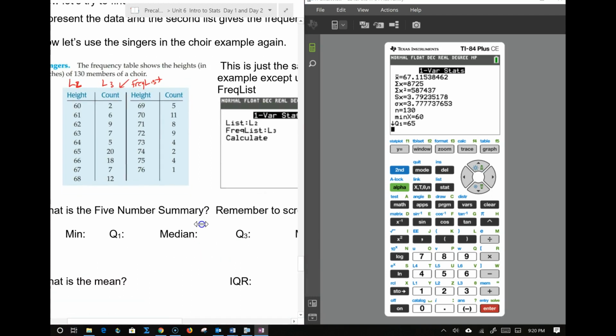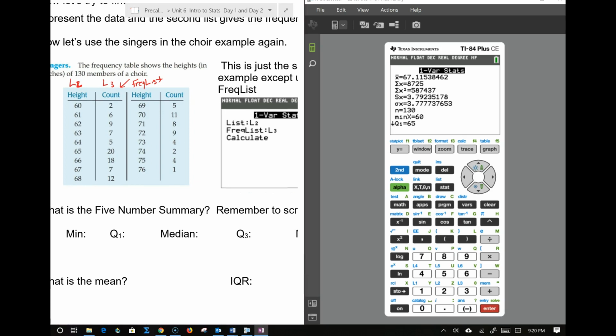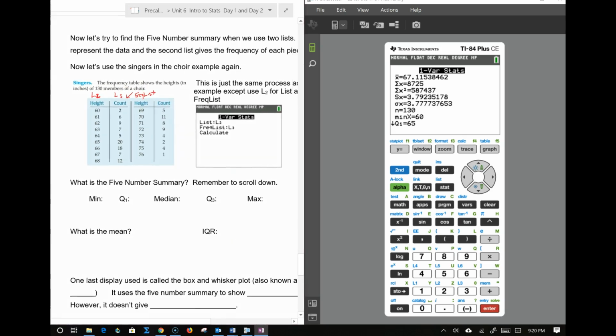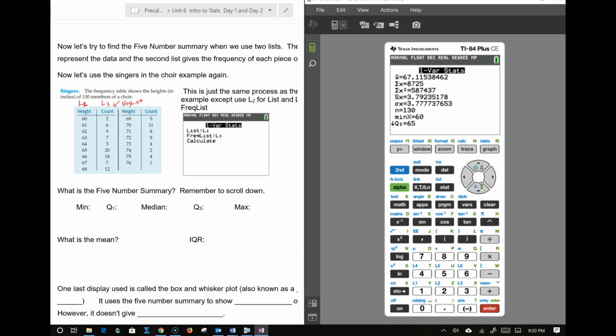After doing the same values that we did before, let's figure out the 5-number summary, and then also find your mean and your IQR. So what is the minimal value that I have on here? Well, my min value, min x, that's going to be 60, and this should be all in inches, remember?